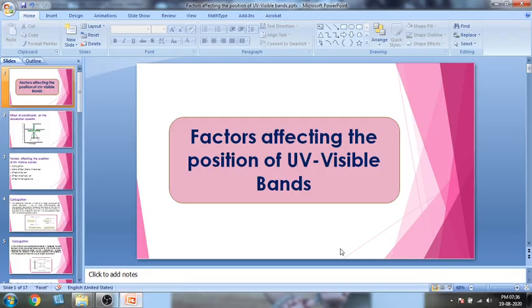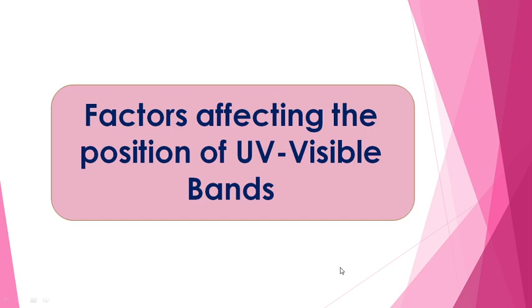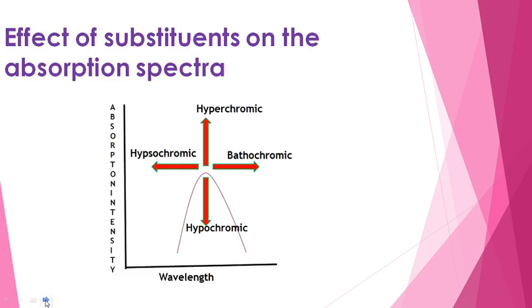Welcome to the class. Today's class is about factors affecting the position of UV visible bands. In this class, I would like to discuss the UV visible spectra of carbonyl compounds, alpha beta unsaturated carbonyl compounds, aromatic compounds, effect of solvent on absorption, geometrical isomerism on absorption, and acid base effects.